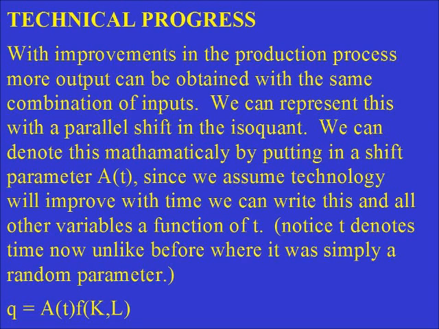We can denote this mathematically by putting a shift parameter, A of t. Since we assume technology will improve with time, we can write this and all other variables as a function of t, time. Notice here, t denotes time, unlike before where it was simply a random parameter. So I can write Q equals A of t times F of K and L.